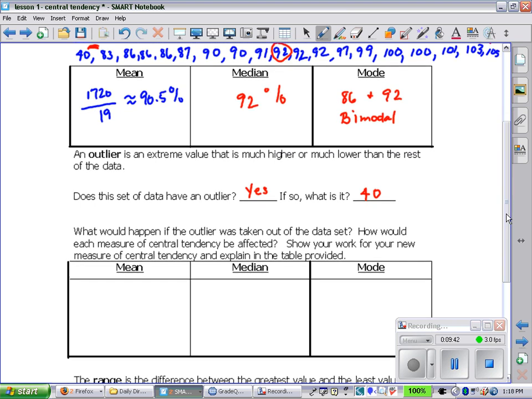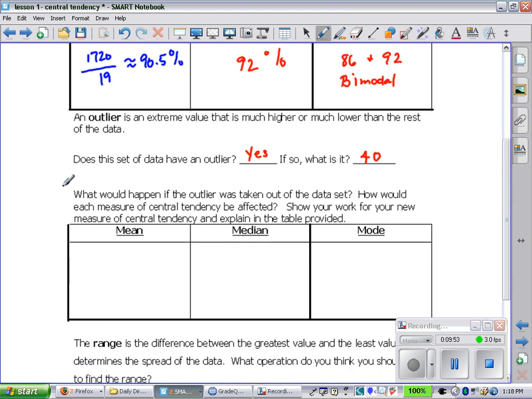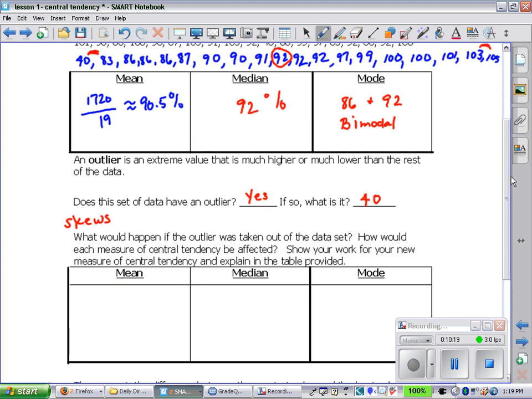Now, because we have this really low grade, that's going to drag our average down, because one low score skews the information, or skews the data, S-K-E-W-S. So in that case, sometimes we will take out the outlier, just get rid of it, and use the rest of the data to get maybe a little bit better picture of what's happening here. So what would happen if the outlier was taken out of the data set? How would each measure of central tendency be affected? Let's show our work below and then fill in the table.